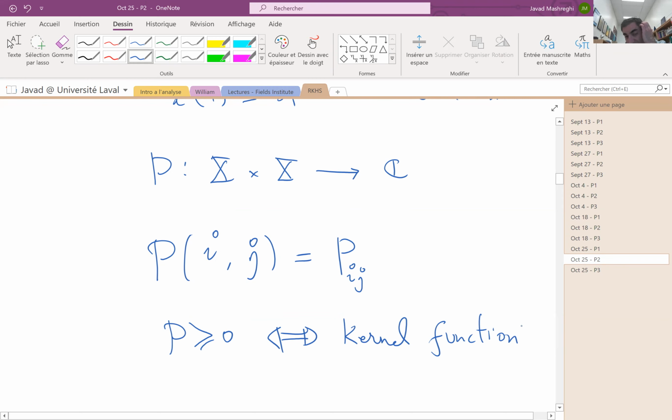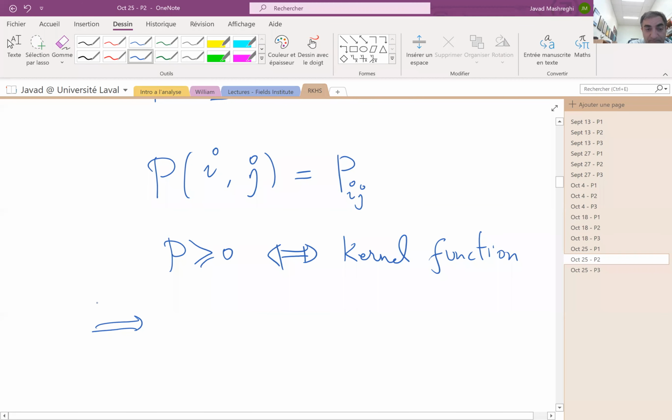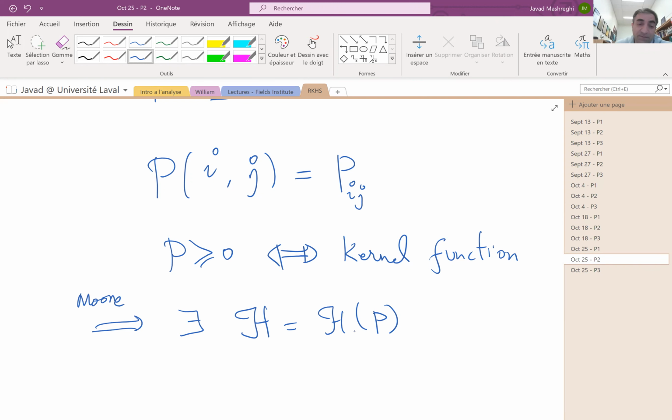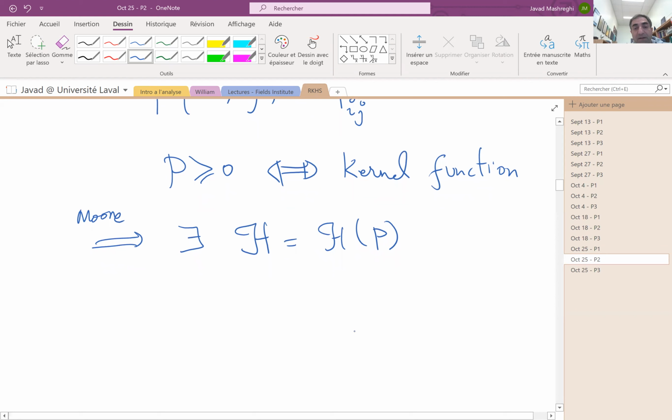So this creates a space H. So by Moore, there is H. You can call it H created by P. And we want to see what is this H, and obtain some description of some of its elements. So two things: what is H, and also what is the inner product in H, to be able to treat its elements.